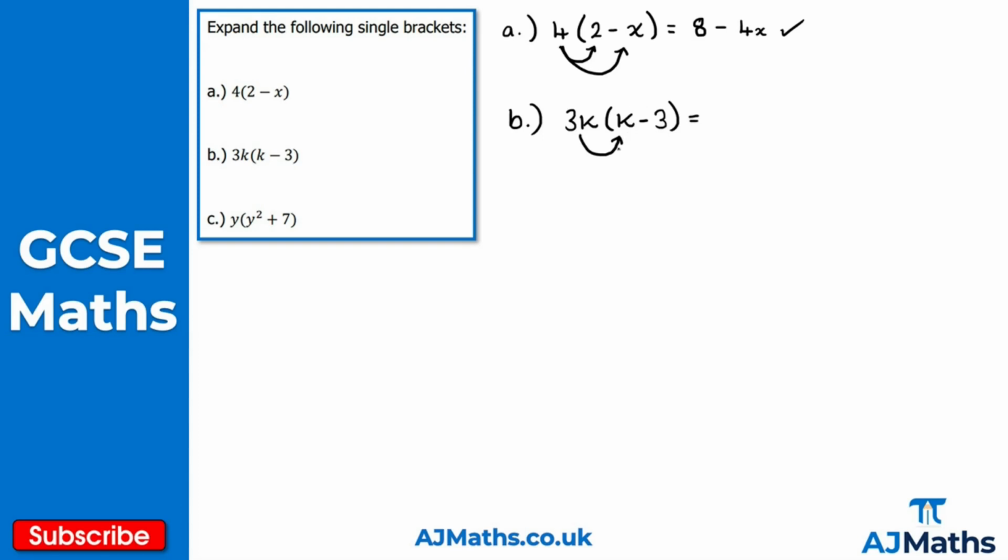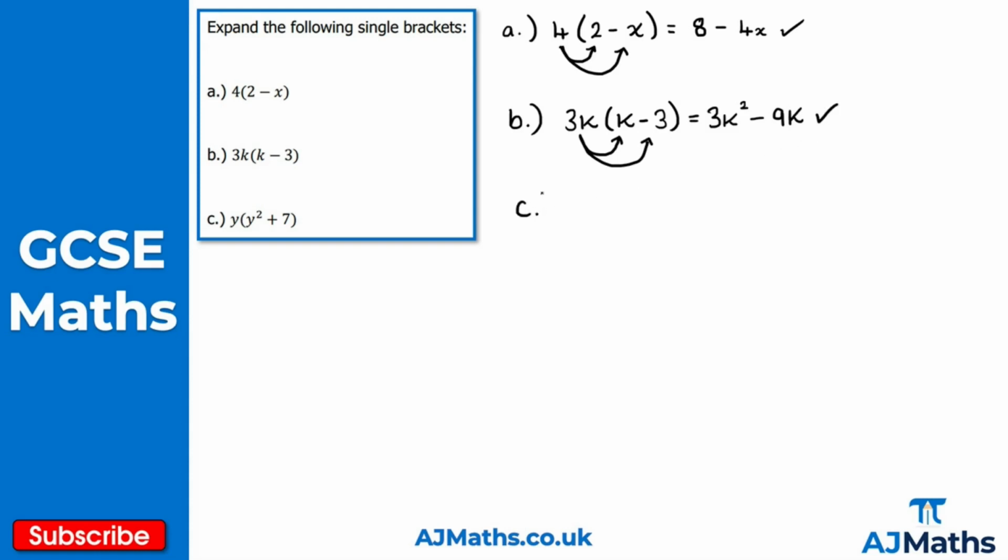inside the bracket. So we start with 3k times k, just using the rule of indices here. This will give me 3k squared. And then taking the 3k here and times it by minus 3, we get minus 9k there. Okay, so that's the solution to B.